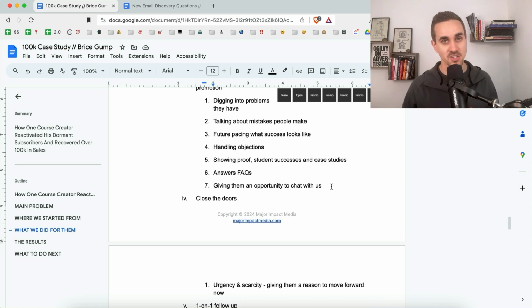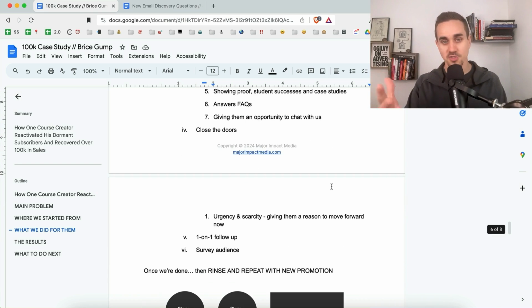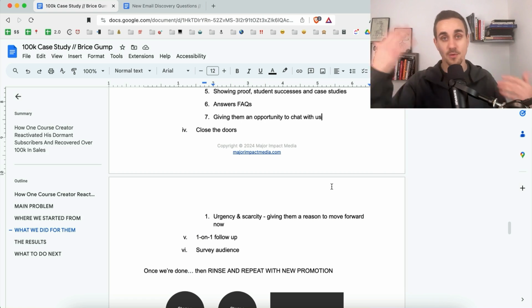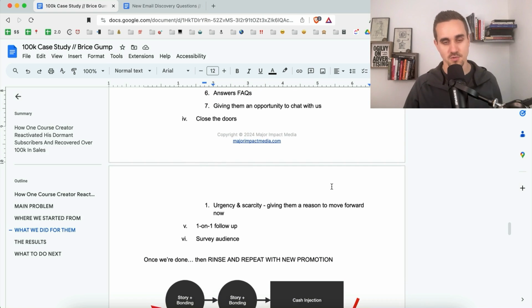People will email us their objections. One, we can handle those one-on-one, and two, we can use that as ammunition for future emails. Really great idea you can do there. And then we close the doors. So we've got a series of emails going out letting people know this is your last chance. The doors are closing. You're not going to be able to buy this after this particular date. This is why the promotion is ending, so this is why you should move forward now.